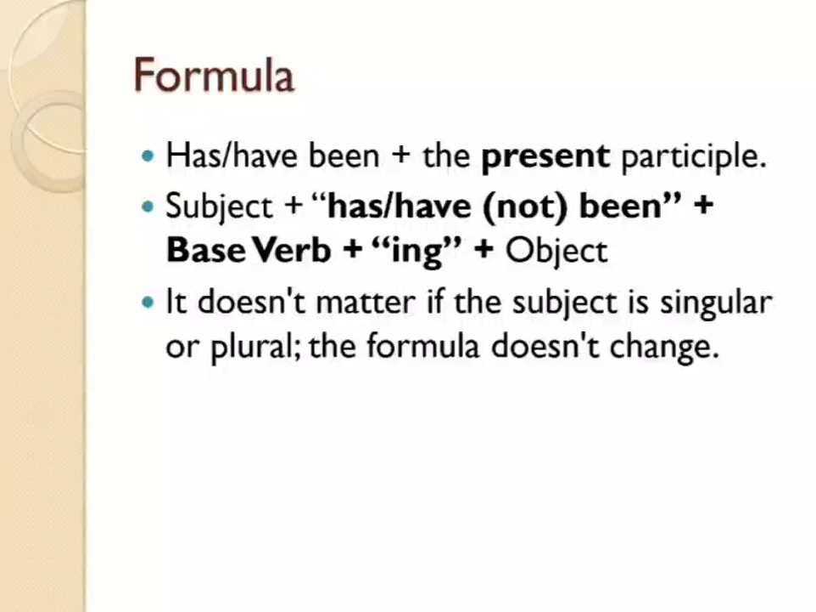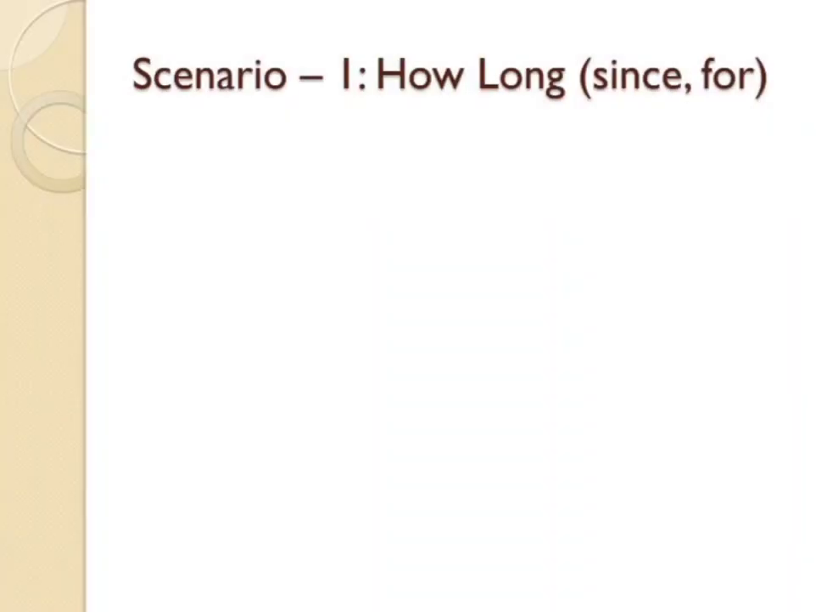Shall we get into the scenarios? Let's start with the scenarios. As I said, this tense is used in only 2 scenarios. Let's talk about the first scenario. The first scenario is all about how long of something, how long did a particular action take place. So we will be using the words like since or for. Let's see some examples here.